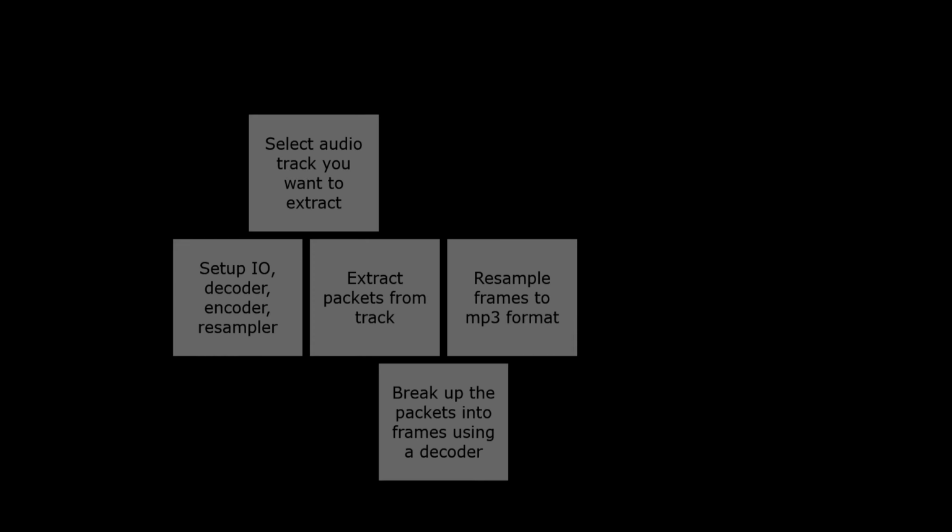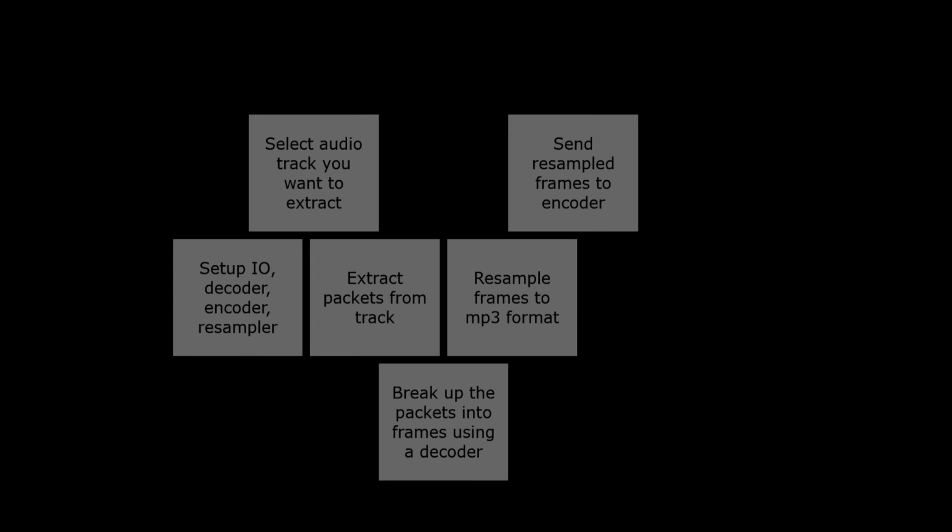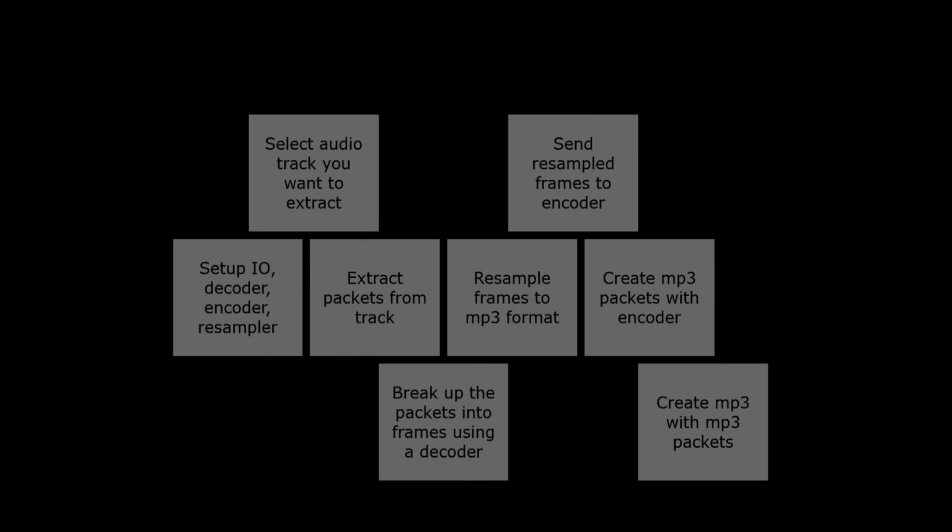I also need a decoder to break up those packets into frames. I'll then need to use those frames and resample them to the MP3 format. Then I'll feed those frames into the encoder, which will transform those frames into MP3 packets. Then I'll create an MP3 container for those packets, and I'll finally have an MP3 file as the output. Seems easy enough. Let's do it.